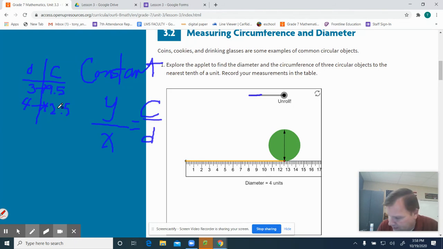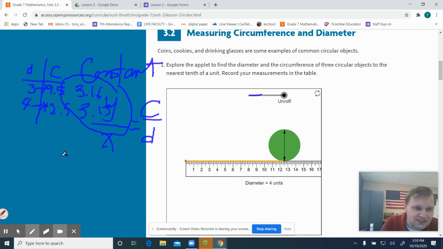So if I put in my calculator 9.5 divided by 3, I get somewhere around 3.16. Okay. So if I do the same thing with 12.5 and 4, I get 3.12 or 13. All right. Well, notice that those aren't the same, and that's because we might be a little off in our measurements and where we estimated this ending.